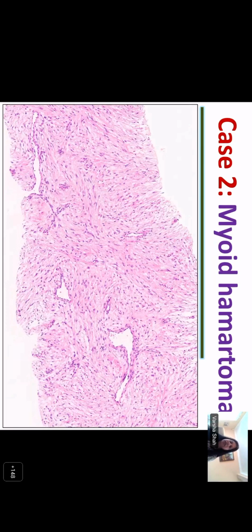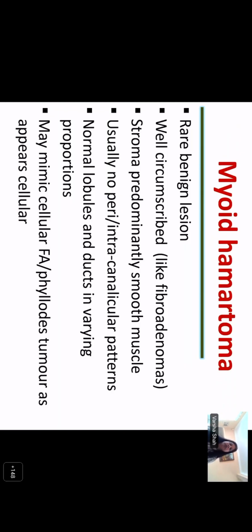It may have fat in it, it may have smooth muscle in it. So here we can go through it. It's a really benign lesion. It's like fibroadenoma, it is well circumscribed. When the stroma within the lesion is predominantly smooth muscle, we call it myoid hamartoma. We don't see prominent pericanalicular or intracanalicular patterns. Usually what we see is normal lobules or ducts in varying proportion. And as I said, it can mimic cellular fibroadenoma or phyllodes tumor.